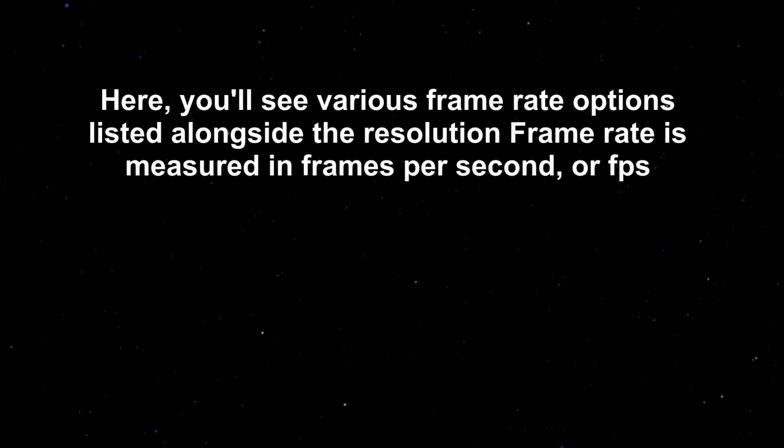Select it. Here, you'll see various frame rate options listed alongside the resolution. Frame rate is measured in frames per second, or FPS. For a cinematic look similar to movies, choose 24 FPS. It gives your footage a slightly softer, more film-like feel.